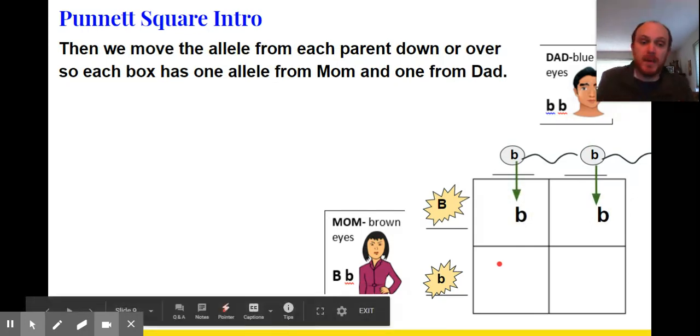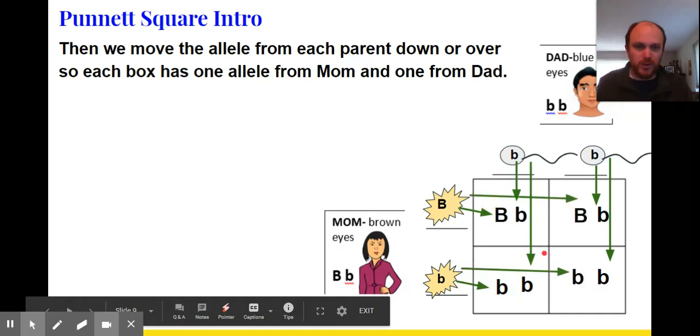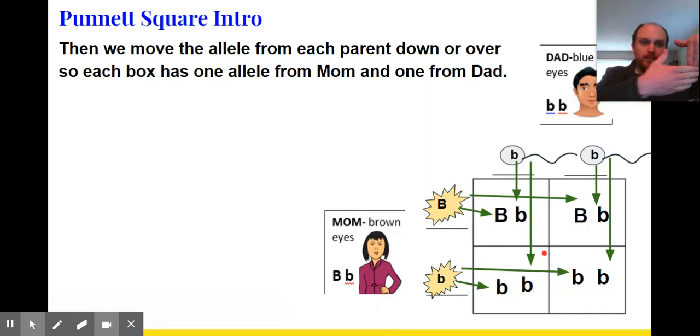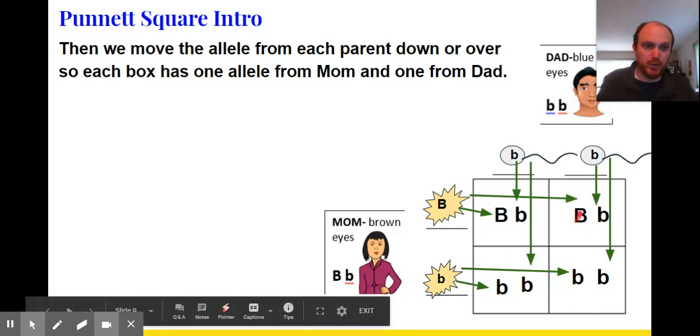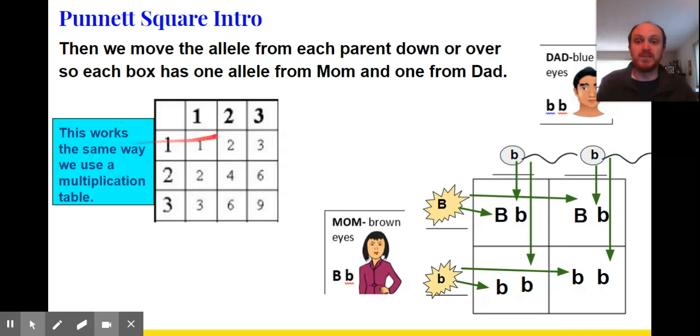So to show how they combine, we move the little b from dad down. And we move the big B and the little b for mom over. Look at those arrows. This is just coming from the top, coming from the side for both. So anytime you look at a blank box, you can look up to see the little b and look left to see the big B. And then that's what you write in here. This is just like how a multiplication table works. 2 times 2 is 4. 3 times 2 is 6. Here, little b times big B equals big B, little b.